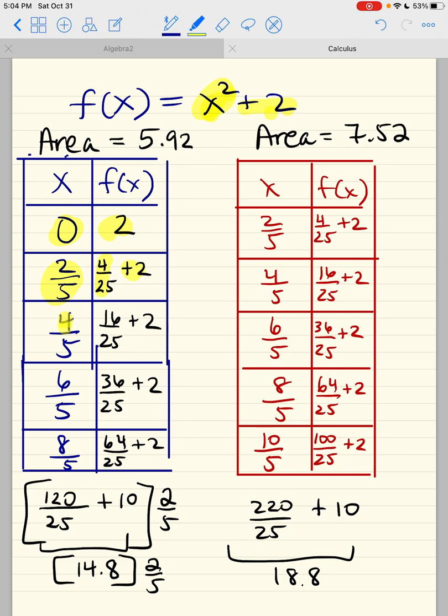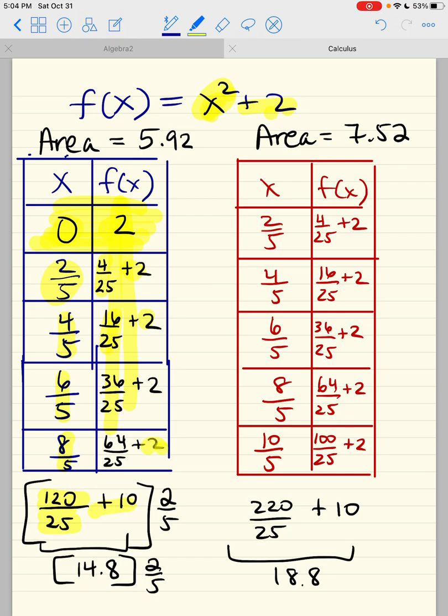4/25 plus 2. 4/5, you get 16/25 plus 2. 6/5 and 8/5. Here are our 5 rectangles, okay? Now, these are your y values or your height. Okay, and I did that here for you.